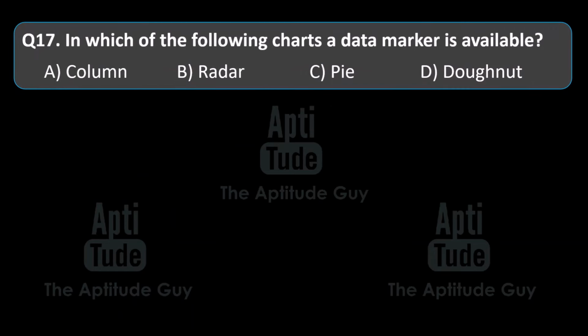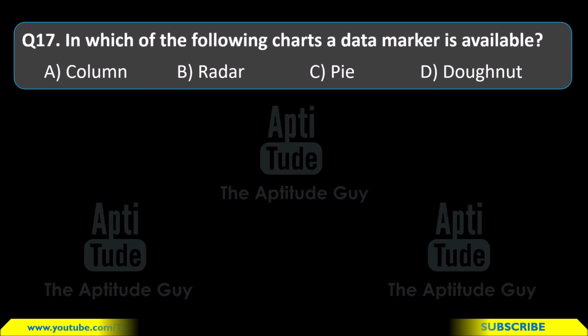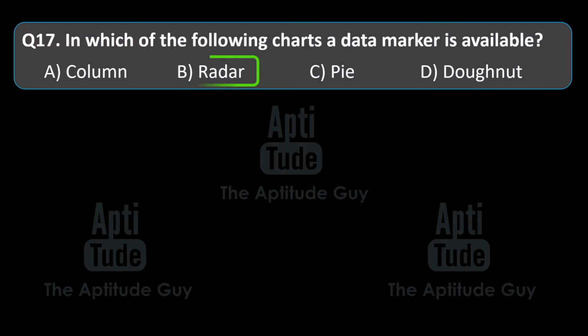Question number 17. In which of the following charts a data marker is available? Now, what is a data marker? I'll tell it to you very soon. First, you try to figure out what is the answer. Alright, I hope you have your answer. The answer is option B, radar.